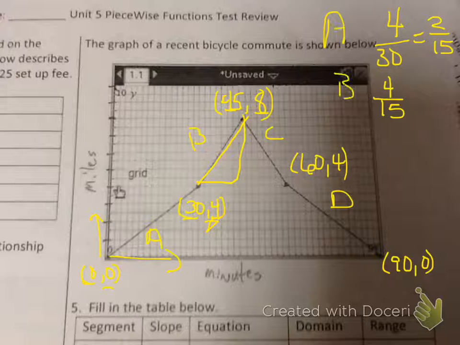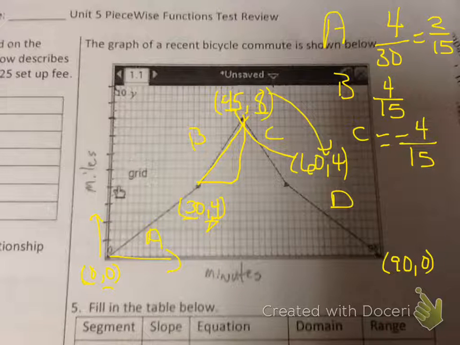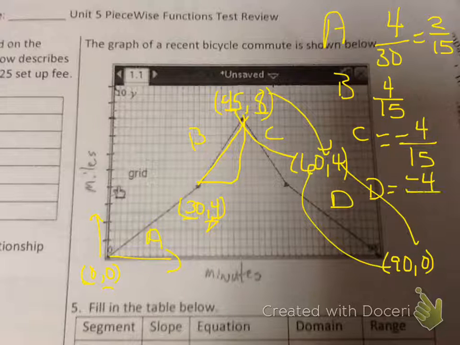So here's A, here's B, C. Now I'm going down, so that's a negative. I'm going from 8 down to 4, so that's -4. But to go from 45 to 60, I'm still going over +15. And then for D, I'm going down 4 again, -4, but going over 30, which simplifies to -2 over 15. Yes, it's a little bit jumbled, but there you go. Okay, so now we have those, and then we would have to figure out the equations of the line.